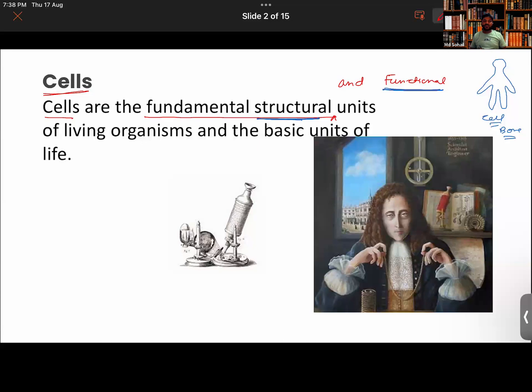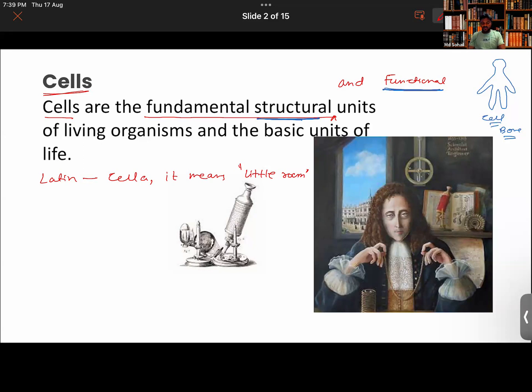So in Latin, you have got a word called cella, C-E-L-L-A, cella. What does it mean? Little rooms. It means little room. So it comes from the Latin word cella, which means a small room, right?